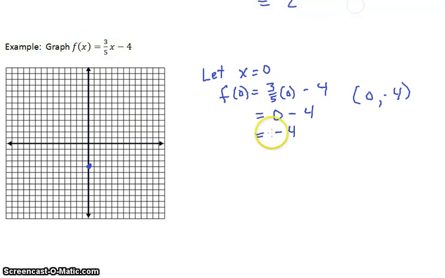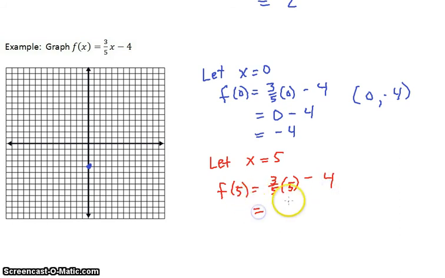Now I need to pick another point. Because I have a fraction of 3/5, I want something that's divisible by 5. So why not just pick 5? It doesn't matter which one you pick. You can even pick something that's not 5. You could even pick 1. The only problem is you're going to get a fraction. So if I plug in 5, I get 3/5 times 5 minus 4.